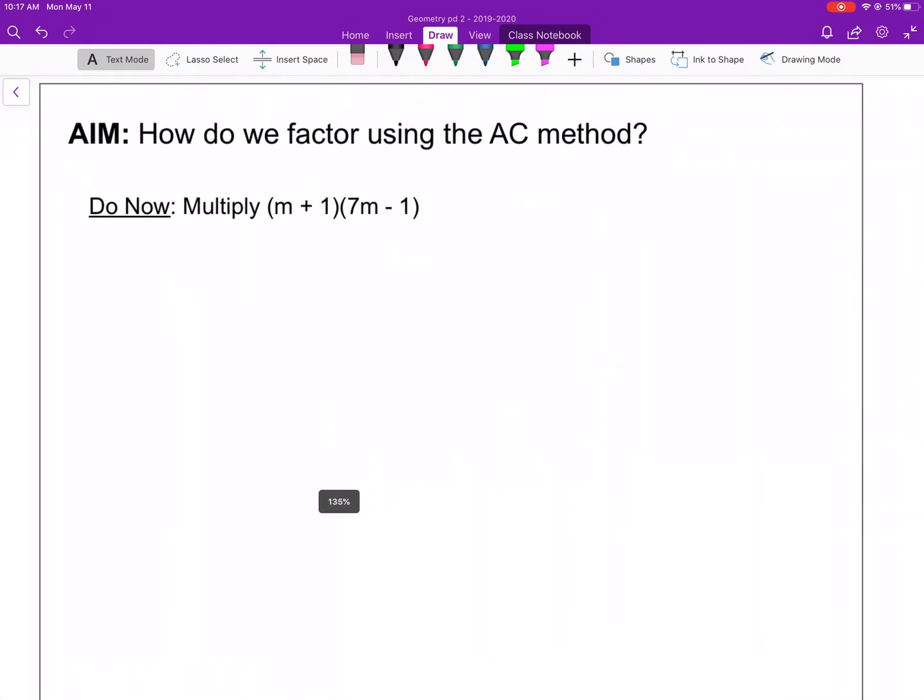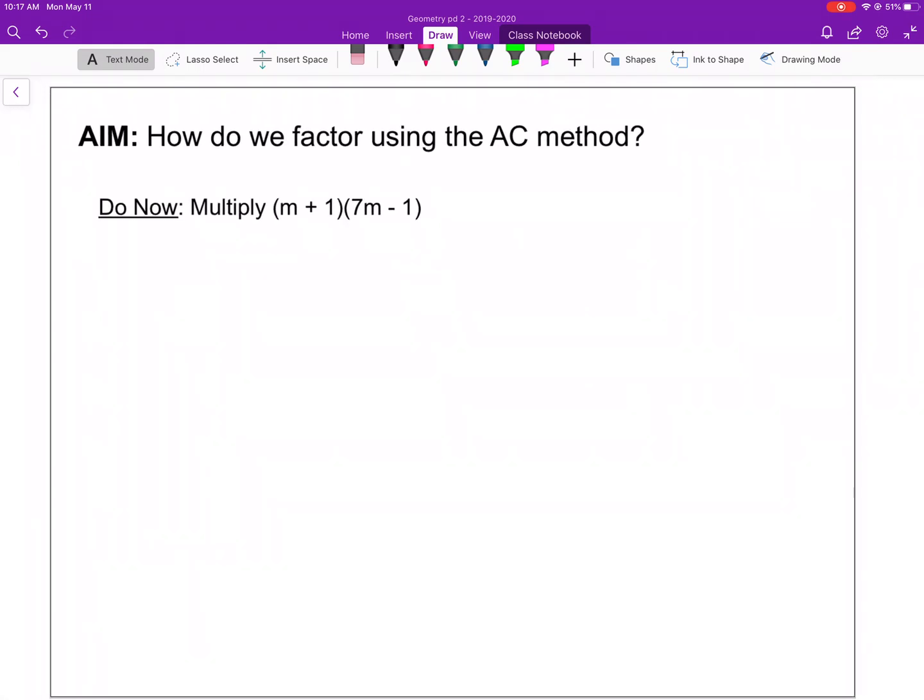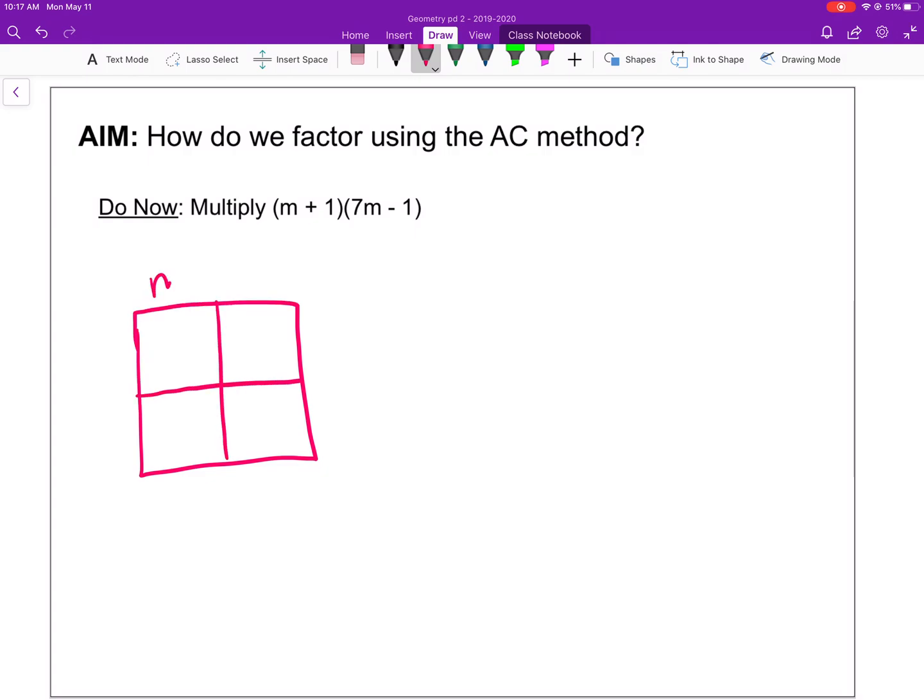All right, let's first take a look at the do now. We have a multiplication question, a binomial times a binomial, so we need to set up the box method, right, a 2 by 2 box because it's two binomials. We have m plus 1 and 7m minus 1.